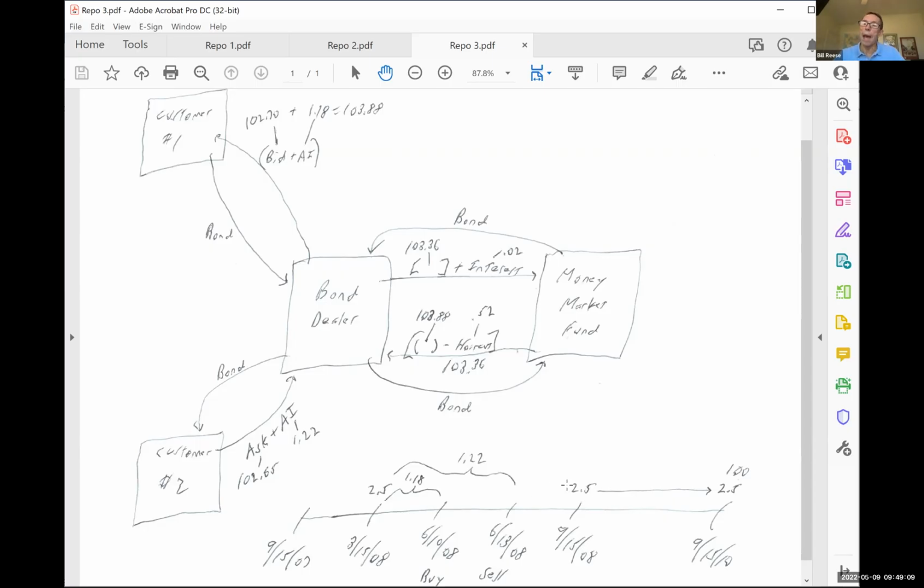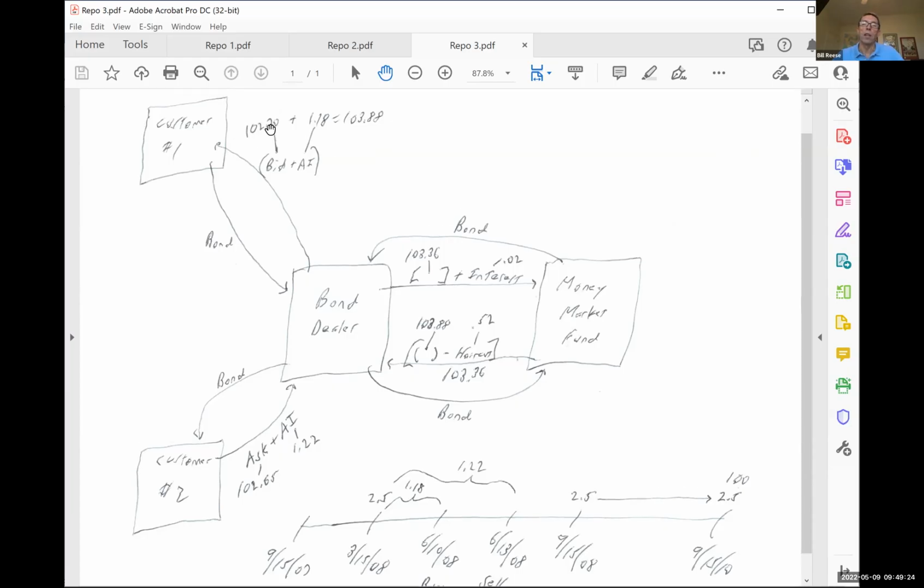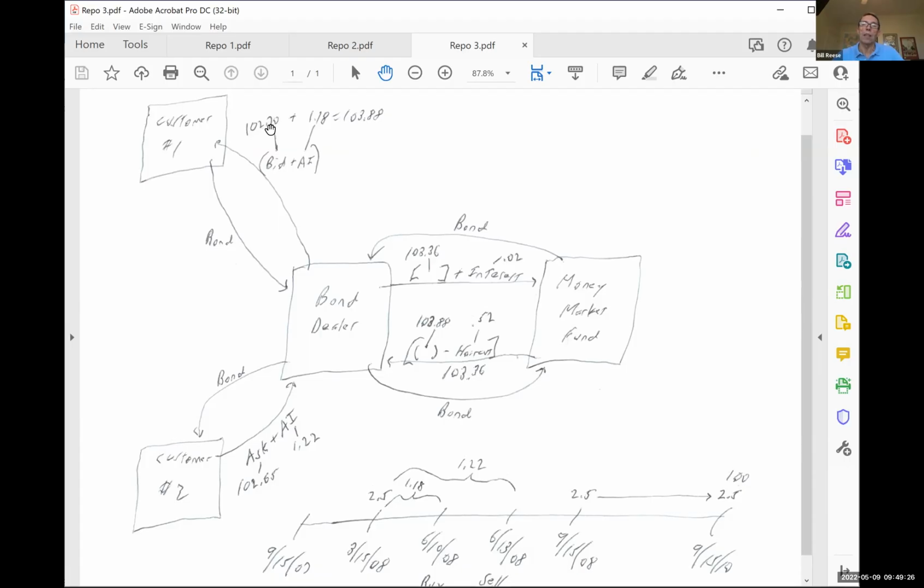So if you do the math on that, and we learned how to do that earlier, then the accrued interest that has to be paid by the bond dealer on June 10th is going to be 1.18. So there is the quoted price, or the clean price. There is the accrued interest. So that's going to be the invoice price, 103.88. So the bond dealer sends over to customer number one 103.88. And that is now established as the value of the bond, 103.88.